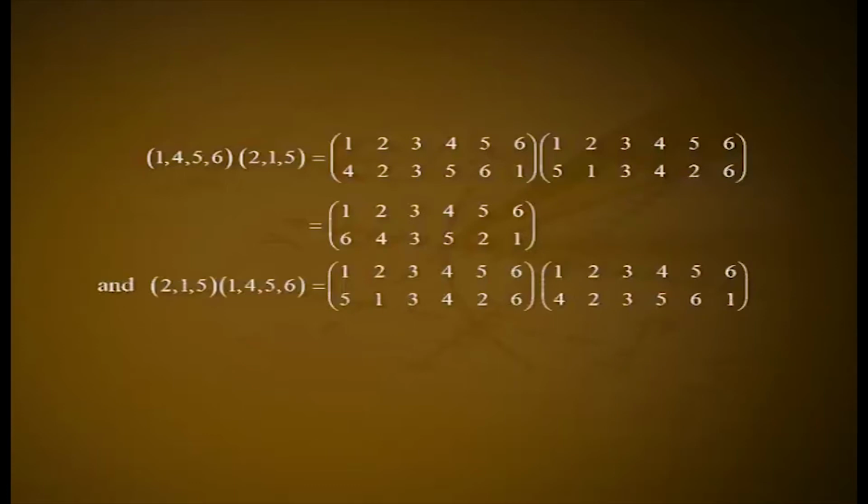And (2, 1, 5) times (1, 4, 5, 6) is equal to the permutation 1→5, 2→1, 3→3, 4→4, 5→2, 6→6 times the permutation 1→4, 2→2, 3→3, 4→5, 5→6, 6→1, which is equal to the permutation 1→4, 2→1, 3→3, 4→2, 5→6, 6→5. Neither of these permutations is a cycle.